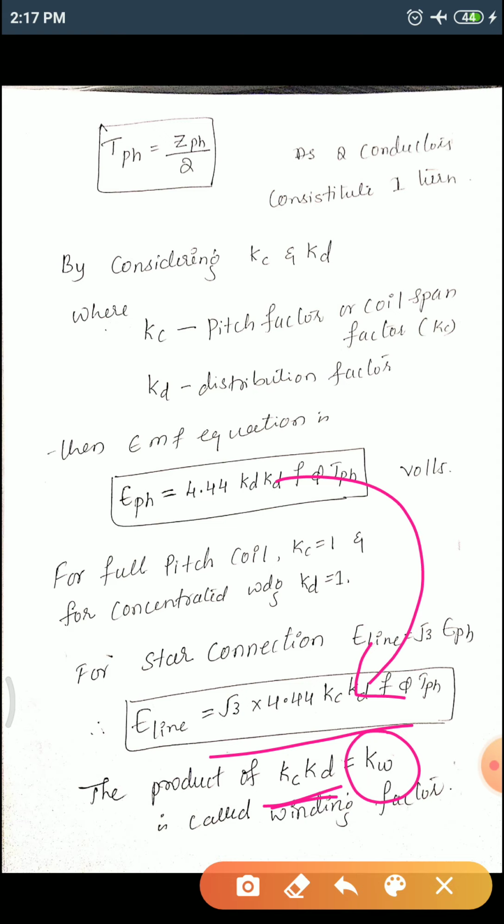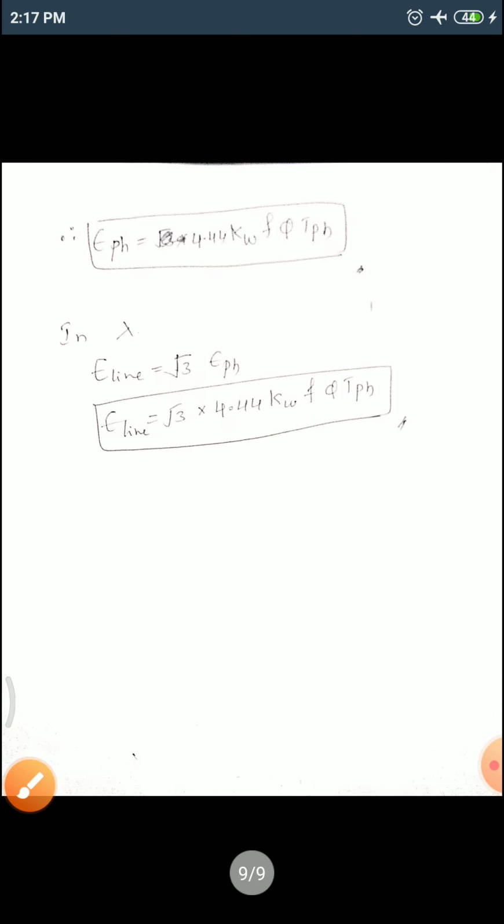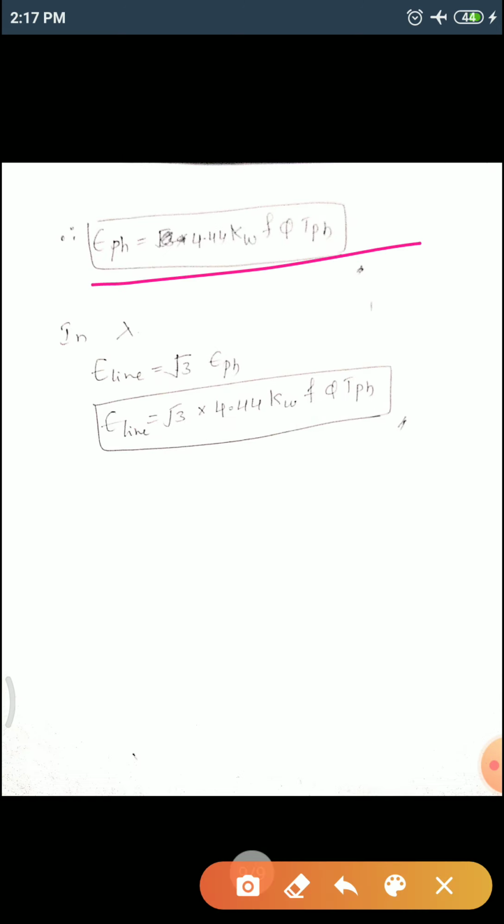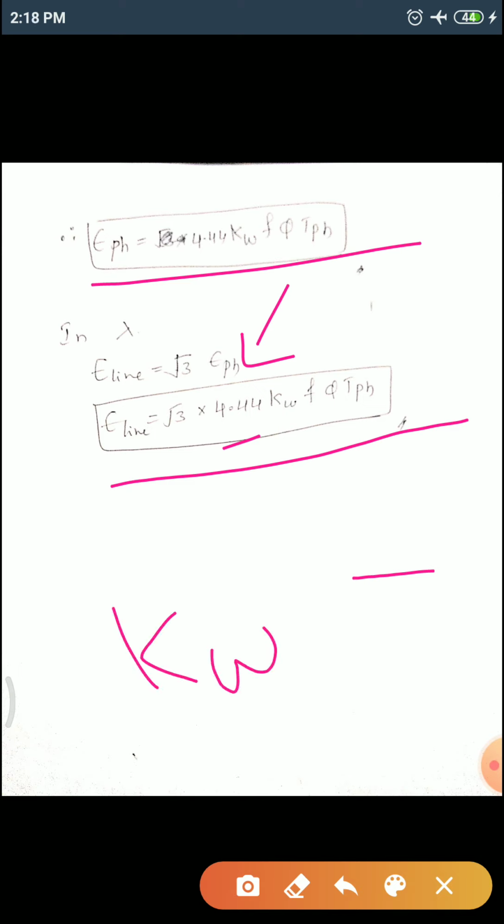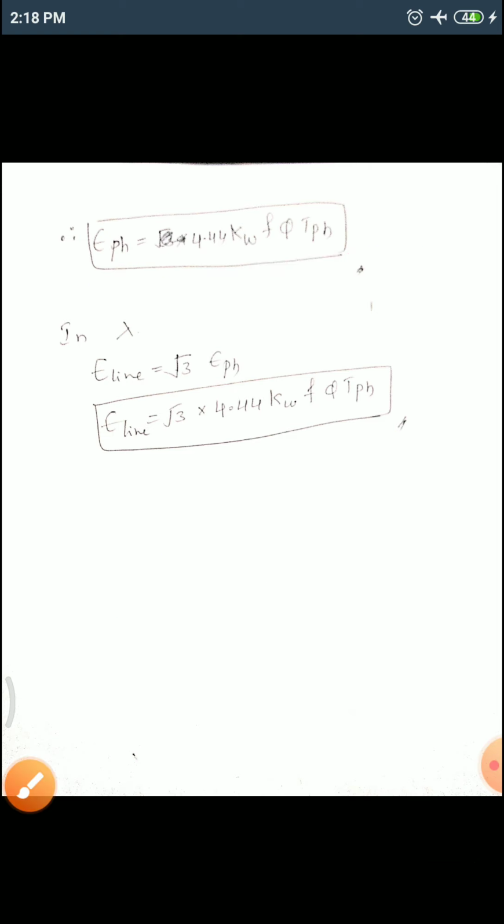Therefore in this place you can replace it with K_w. So E phase will be equal to 4.44 K_w fΦ T_ph. In the star connection, if you would like to calculate E line, it will be root 3 times 4.44 K_w fΦ T_ph. As we have said, K_w will be assumed as 1 if it is not specified. If it is given, then we have to take the given values.